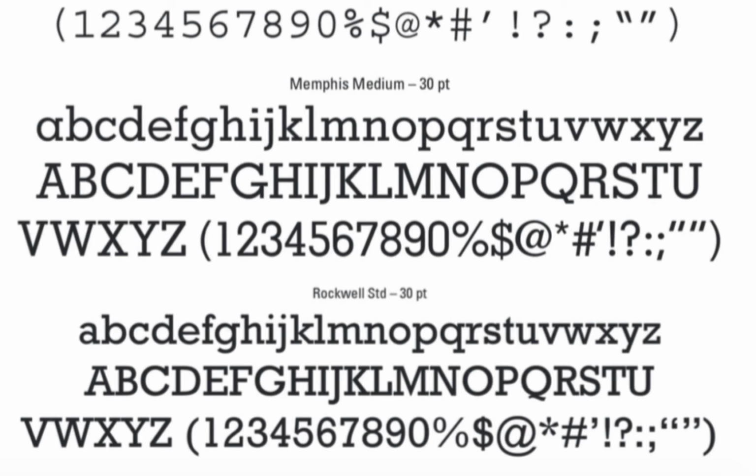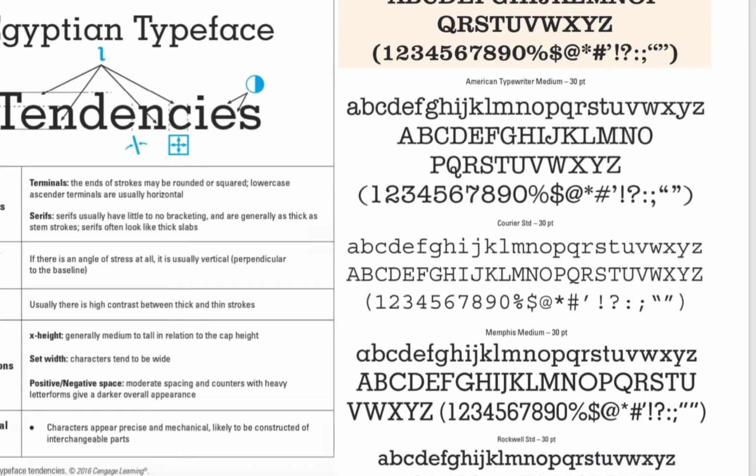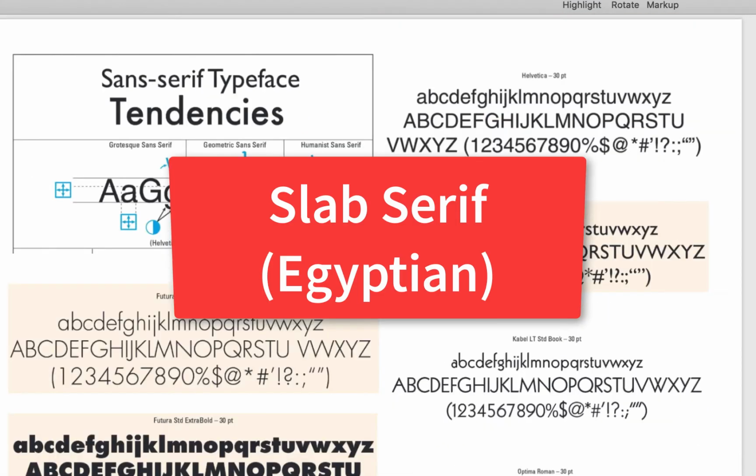There's a lot more modern slab serif fonts that you'll see, and we have a lot of those in our web fonts, even in Gravit. So that's the slab serif or Egyptian category, as they call it.